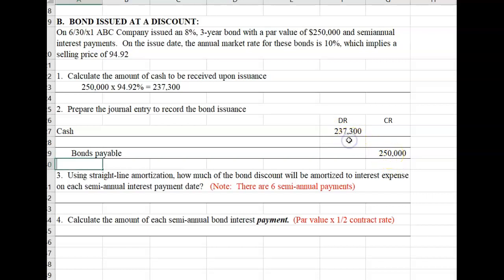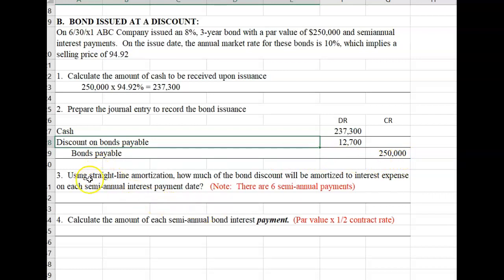We need to debit something for the difference between the $237,300 of cash we received and our liability of $250,000. The difference is $12,700 in this example, and we're going to debit a contra liability account called discounts on bonds payable. So the journal entry is debit cash for $237,300, debit discounts on bonds payable $12,700, and credit bonds payable $250,000.